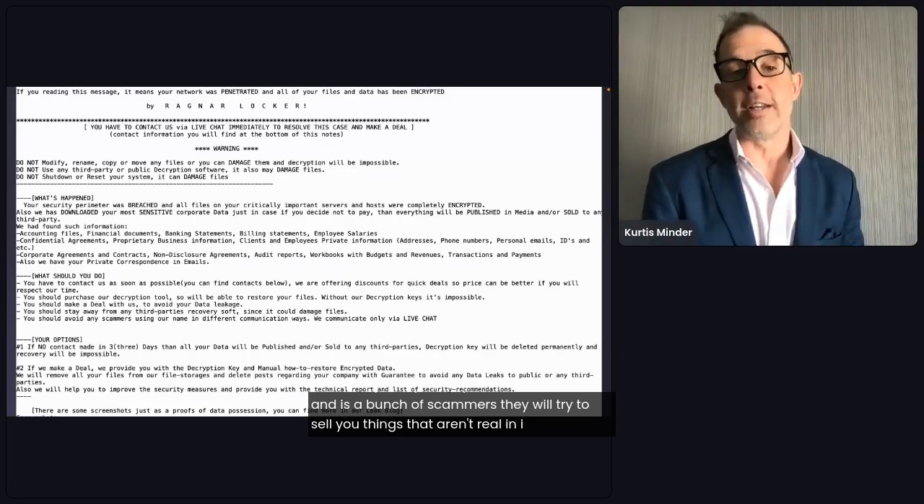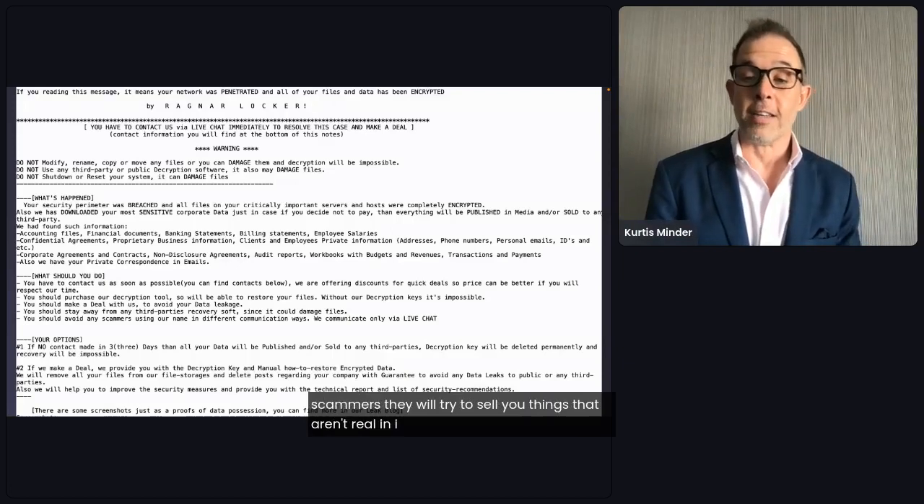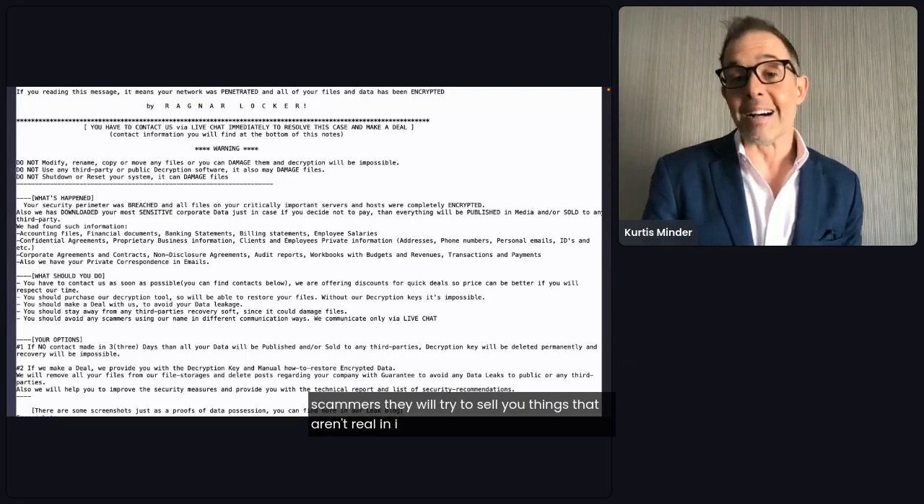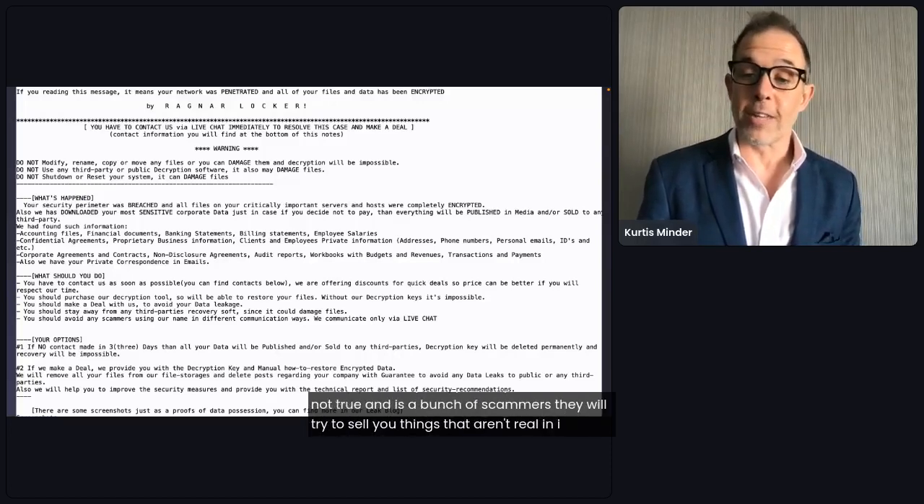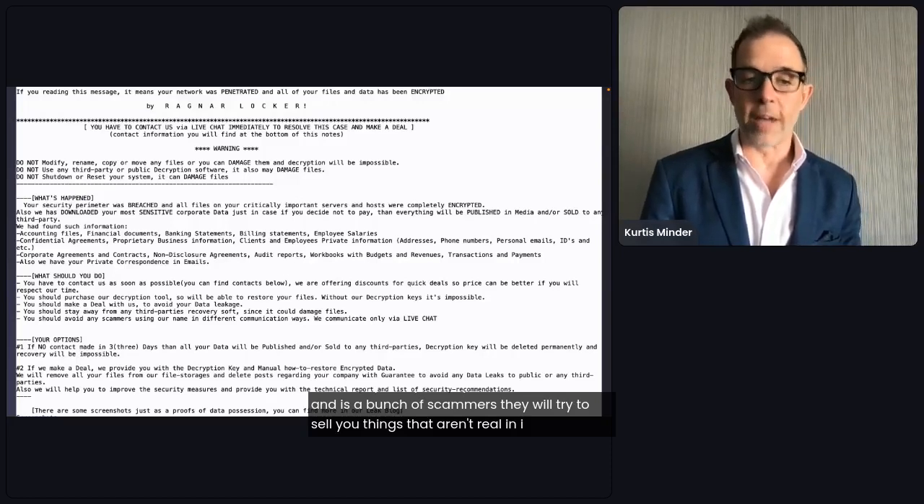So, do not shut down or reset systems. Why do they tell you these things? It's actually good advice. Thank you, bad guys. It's good advice because it will damage the files if you shut down your machines, and the incident responders can't do their job if you shut down your machines. And if you modify or rename, it will probably corrupt the file. So they're right.